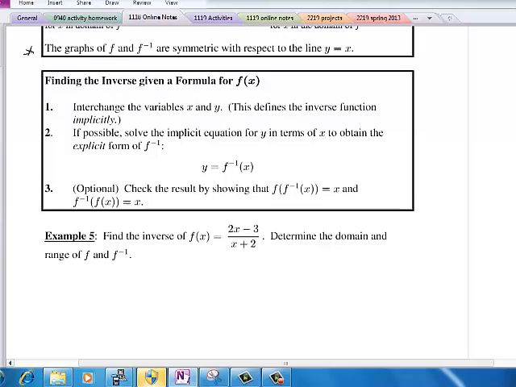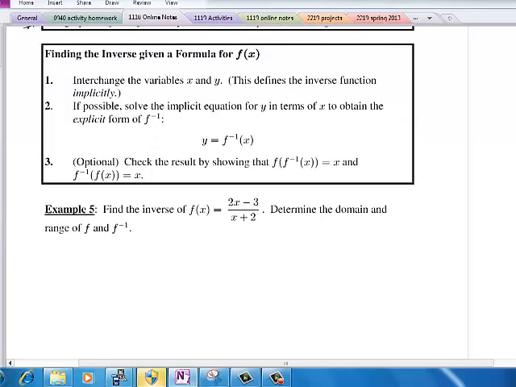Okay, so turning our attention to finding formulas for an inverse given the formula for f. The first step is to switch your variables x and y. So put the x where the y was, put the y where the x was, but don't change anything else. That's where you've what's called define the inverse implicitly. And then what you try to do is solve for y in terms of x, because we always want to solve for our output, and then switch to your inverse notation. And then if you want to, you can check that the composition of f and f inverse gives you x. I'll try to remember to do that at least once.